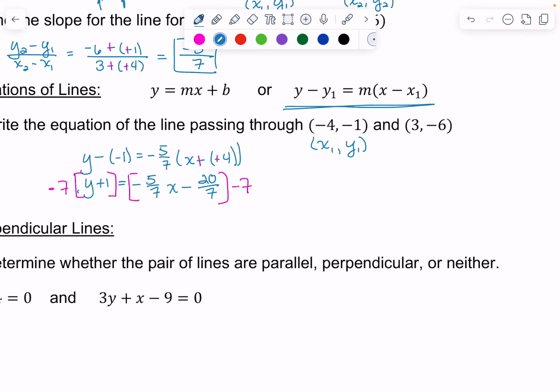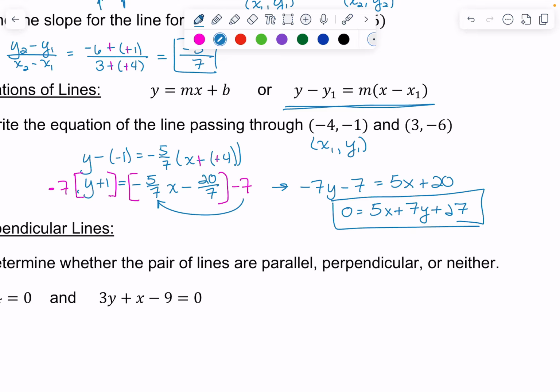What I'm going to get is negative 7y minus 7 equals, as I distribute into here, just a positive 5x plus 20. Let's put everything on one side. Since I have all the negatives over there by the y's, I'm going to add both of those and move it to the other side. I'm going to get 0 is equal to 5x plus 7y plus 27. Beautiful, huh? That would be my standard form.